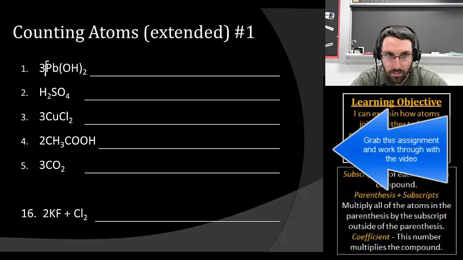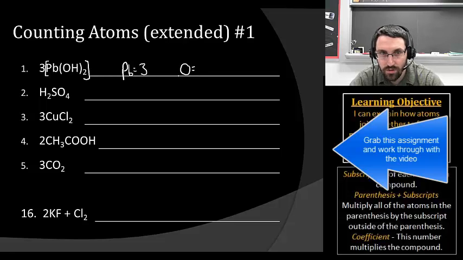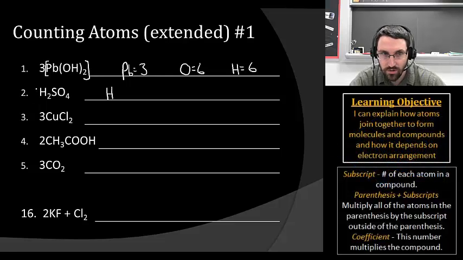So in the compound PbOH, there's one Pb in the compound, but we have 3 compounds. So Pb equals 3. There are 2 oxygens in the compound, but we have 3 compounds, so oxygen equals 6. Hydrogen as well has 2 in the compound, but there are 3 compounds, so we have hydrogen equaling 6 atoms as well.